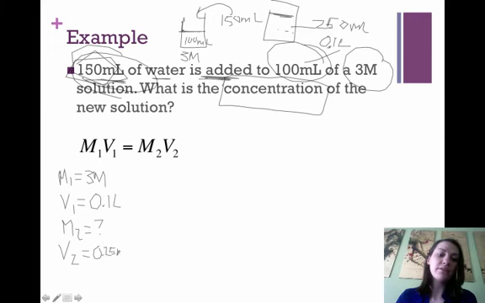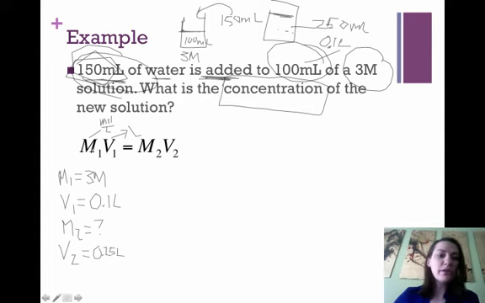0.25 liters. And again, it's important in this formula that you're using liters, because this right here is moles over liters, so you want your liters to cancel out. And if you look at the way that this is set up, you're going to have the same number of moles of solute before and after the dilution. That's where this is really, really strong.